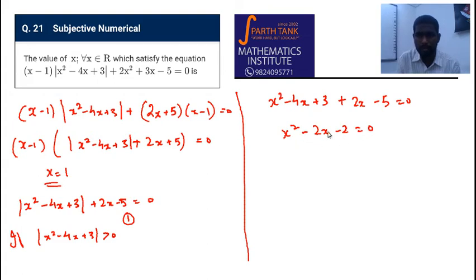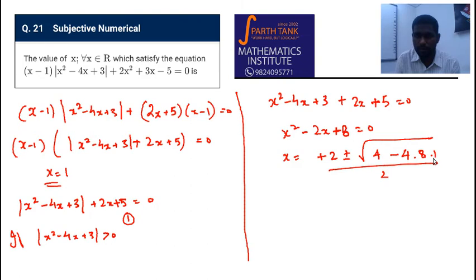And what will be the roots? x belongs to R, remember? Sorry, 2x plus 5 here, my carelessness, so this is plus 8. What will be the roots? x is equal to minus b plus or minus square root of b square minus 4ac by 2, so 4 minus 4 into 8 by 2. Now this is going to be imaginary, so this case is not valid.